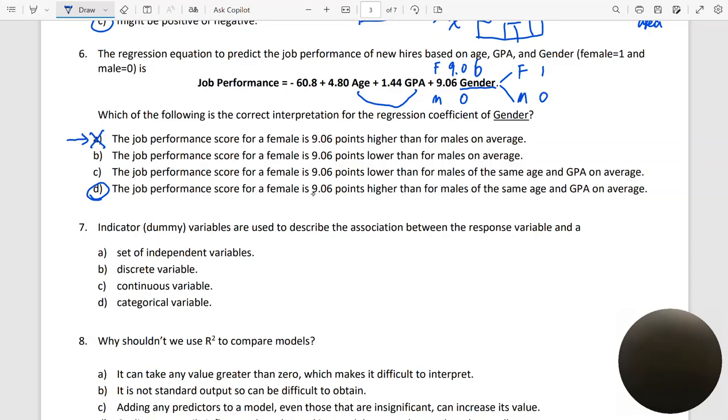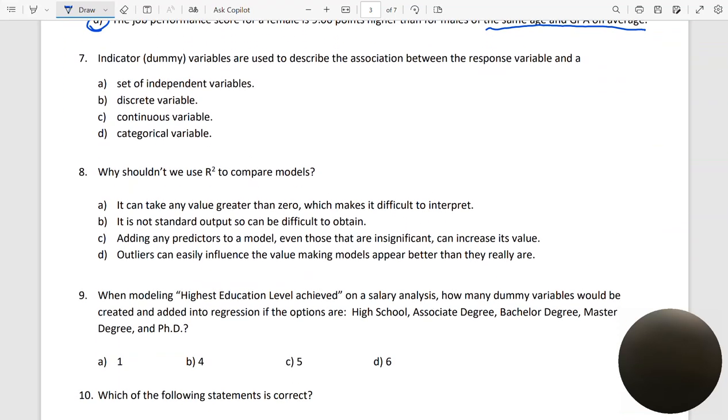So we say the female is 9.06 points higher than the male, but at the same time, they should have the same age and GPA, right? Get all other predictors fixed or constant. All right, okay, so then let's continue.